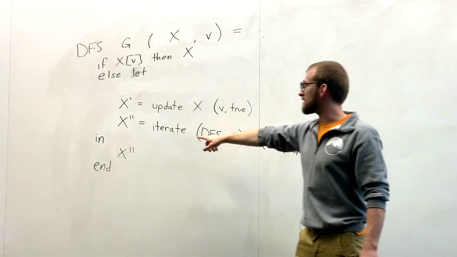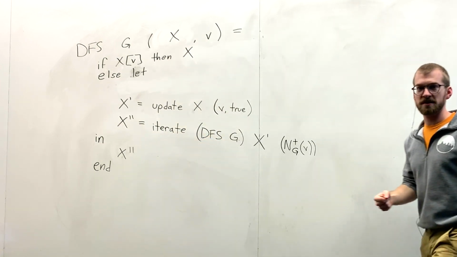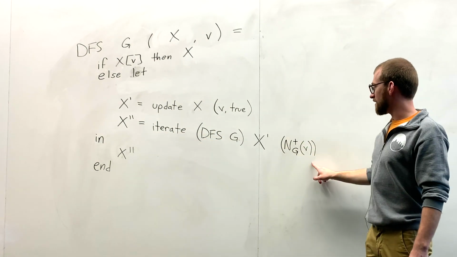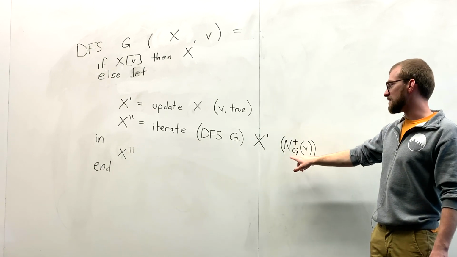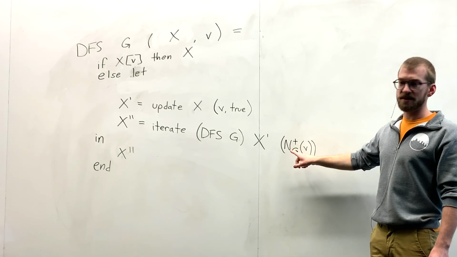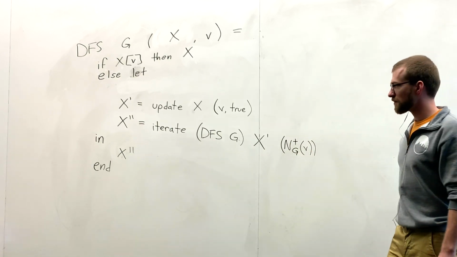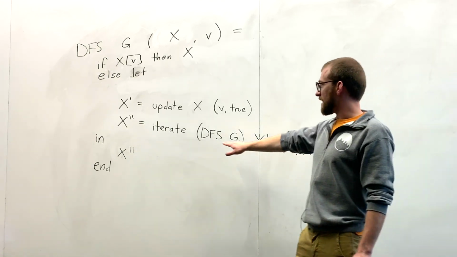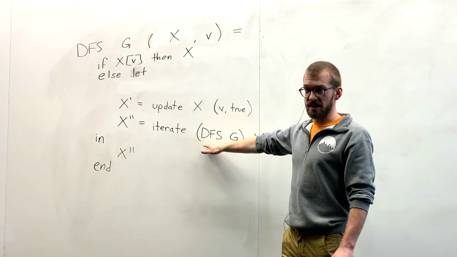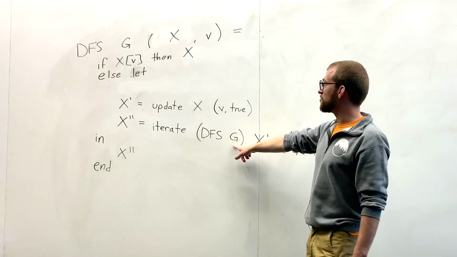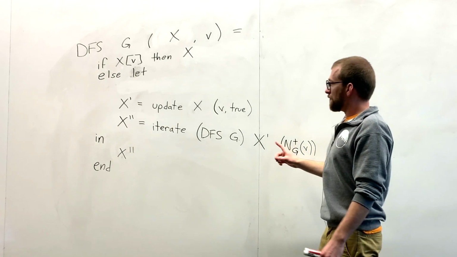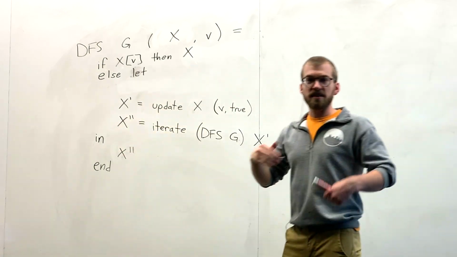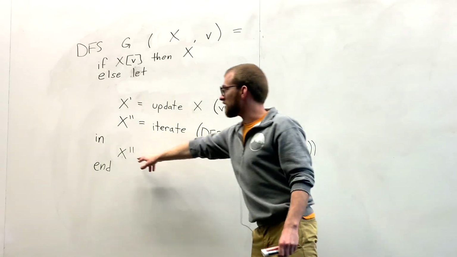So this line says we're going to iterate over all of the neighbors of this vertex. And that's this here. We just write neighbors plus g of v. This just says in the graph G, what are all of the out neighbors of vertex V. And we're going to iterate the function DFS on graph G, which is the recursive call to visit all of the neighbors of V. That eventually is going to return a visited set that's updated for all of the children, and finally we can just return that.